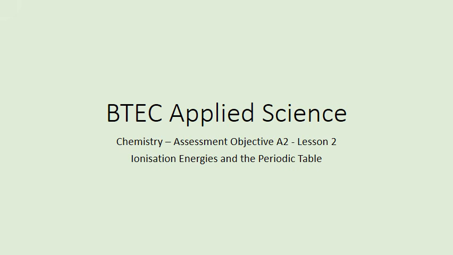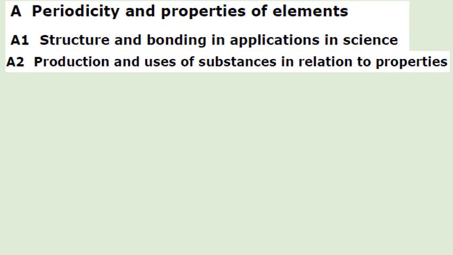Hello there, and this is for BTEC Applied Science. It's chemistry. It's the second assessment objective, which is A2, and it's the second lesson in that series. So the first lesson covered the periodic table in terms of blocks and electron configuration. This lesson is going to cover something called ionization energy and looking at ionization energies against position in the periodic table. We've looked at some trends across periods and some trends up and down groups in terms of ionization energies.